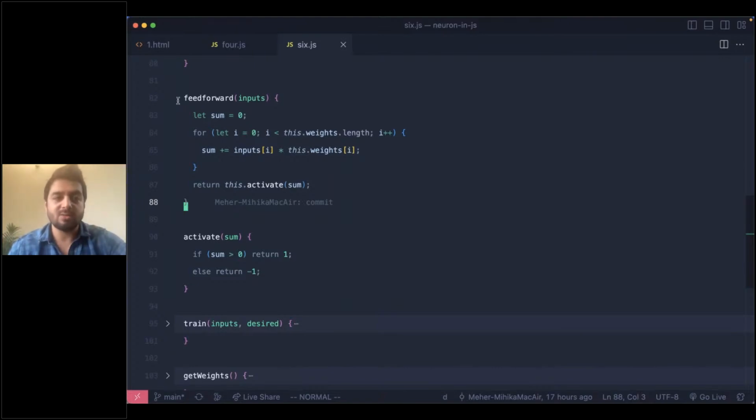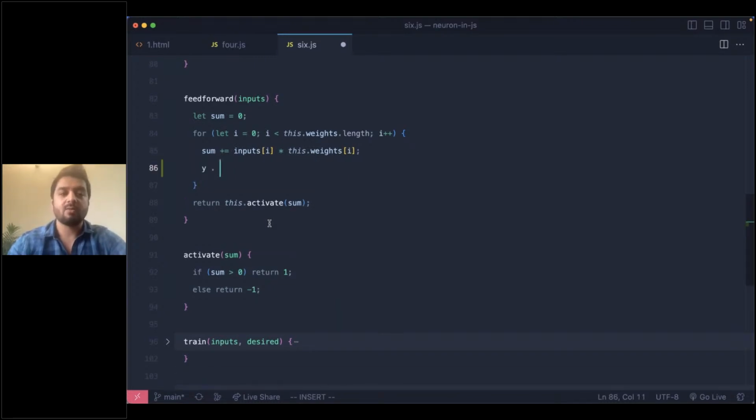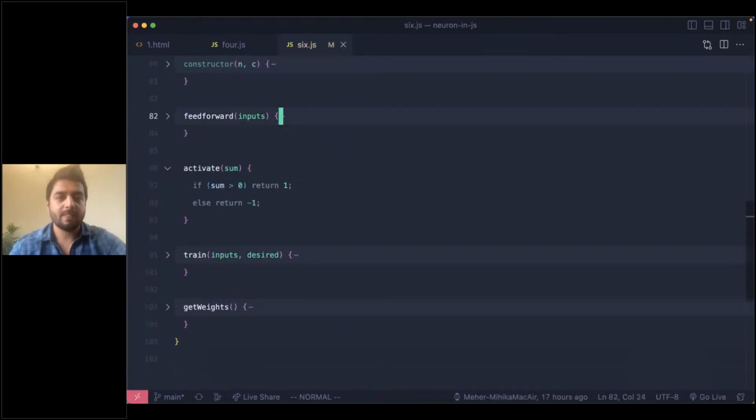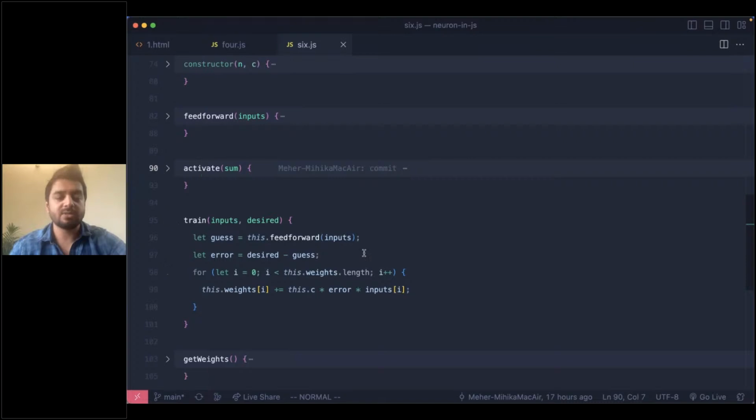So these are the 2 functions. Pretty simple. Finding the sum of the inputs multiplied by weight. And if I was not doing this plus equal to, then this should remind you of y equals guess multiplied by x. But this is a longer version of that. So this is your feed forward. Okay, let's close that. And this is your activation function, which we call activate, and train.